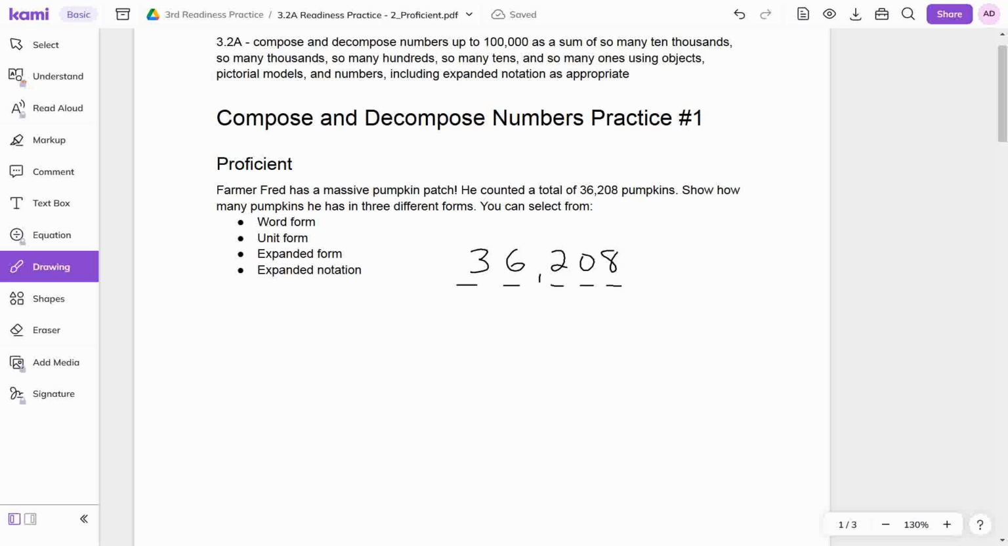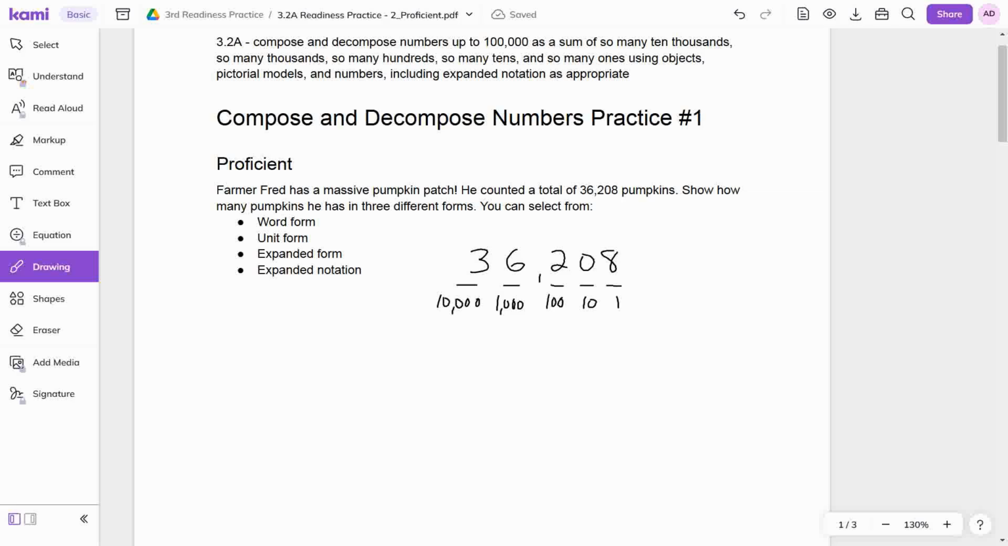So the 8 is in the ones place. I don't have anything in the tens place, I just have a 0. In my hundreds place, I've got my 2, my 6 is my thousands, and then my 3 is my 10,000s. All right, so that's my place value chart. I only need to select 3, but let's go ahead and put all 4 of these here.